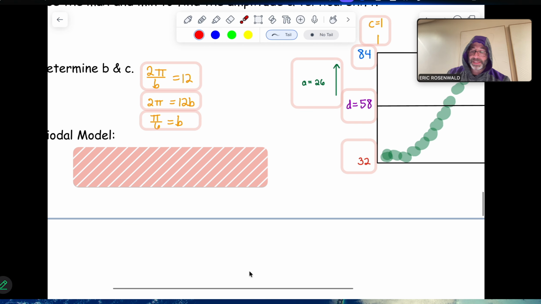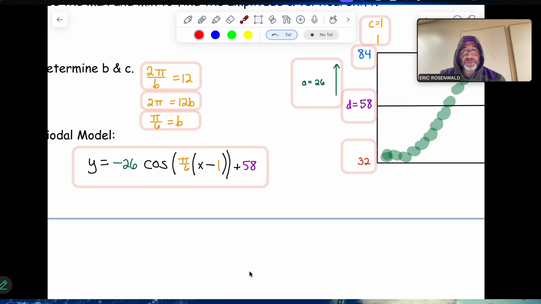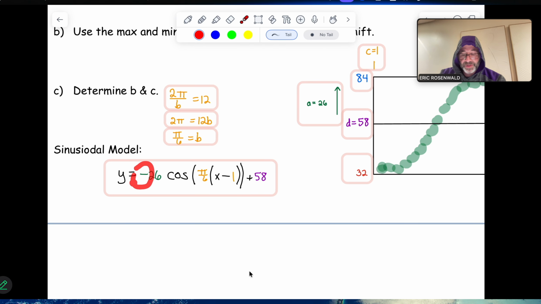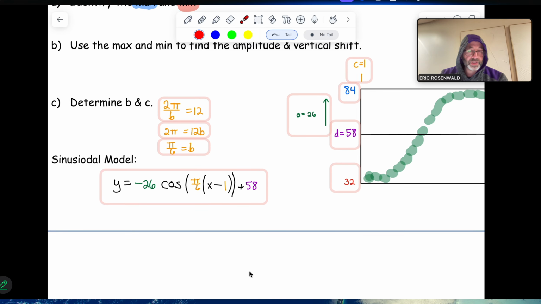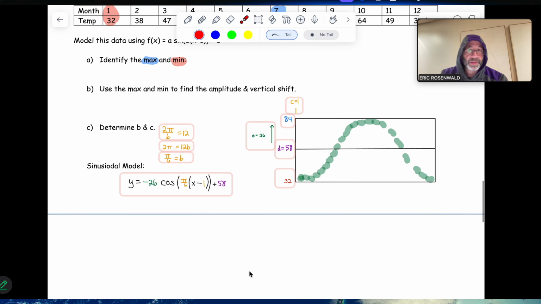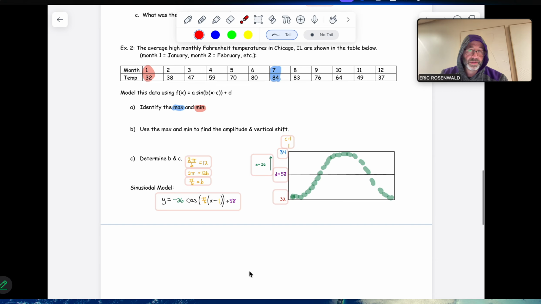And so what that means is that we're going to have y is equal to, there's going to be a negative here attached to a to reflect it over, negative 26 cosine. Pi over 6 is your B. It's shifted to the right one, and it's up 58. And that is it, okay?